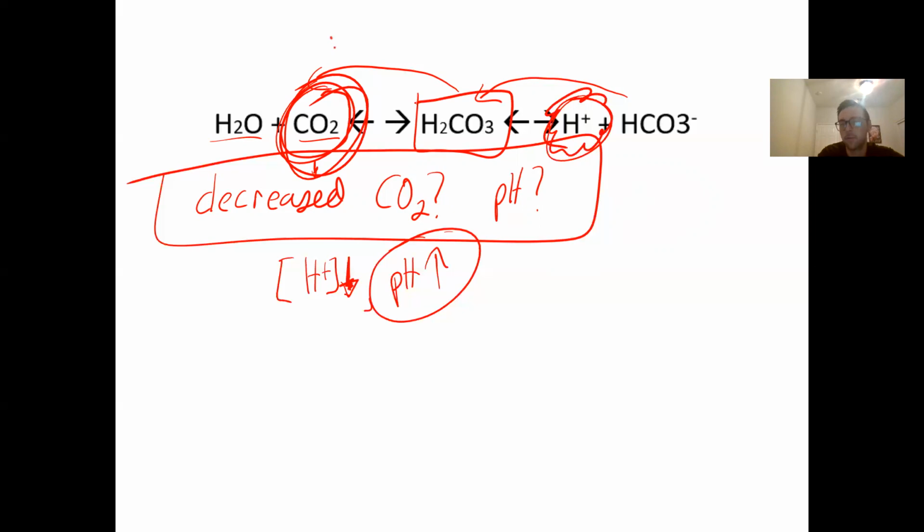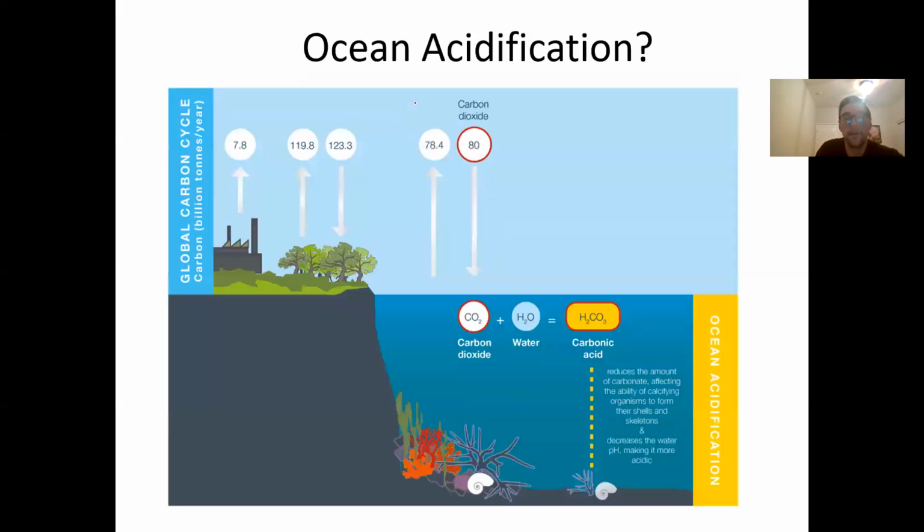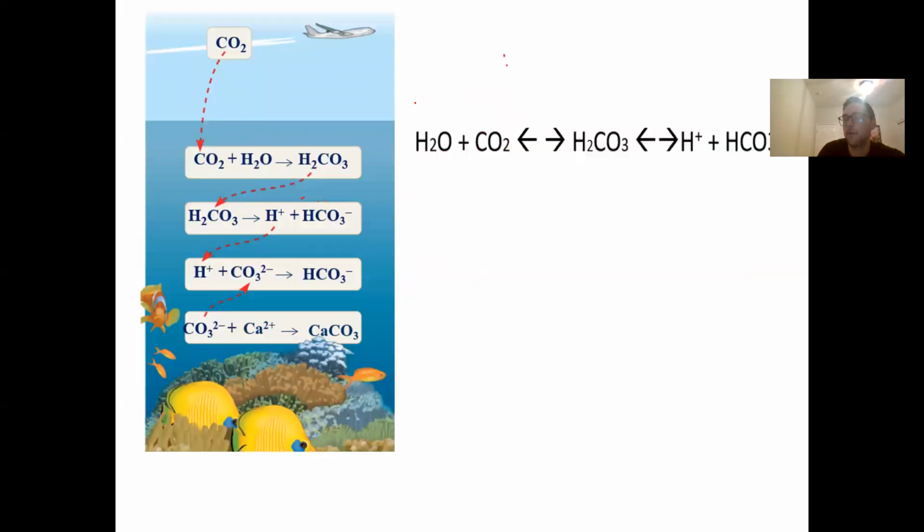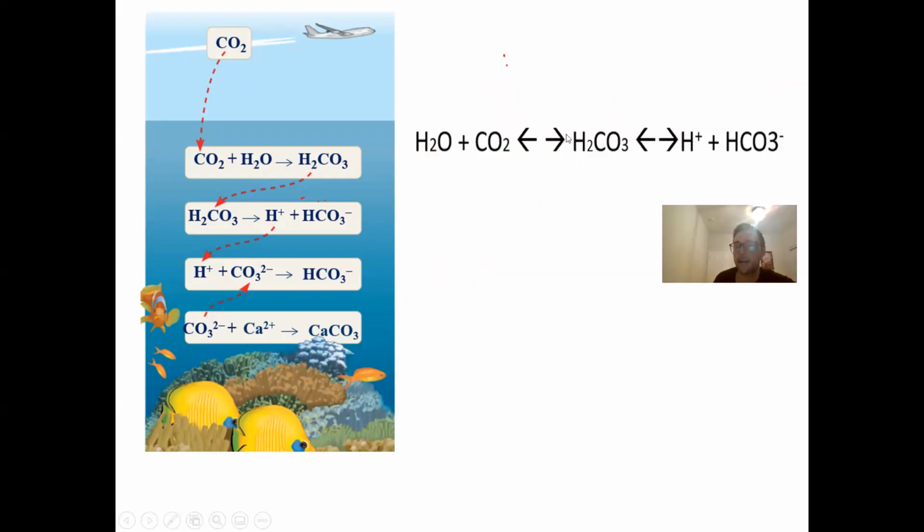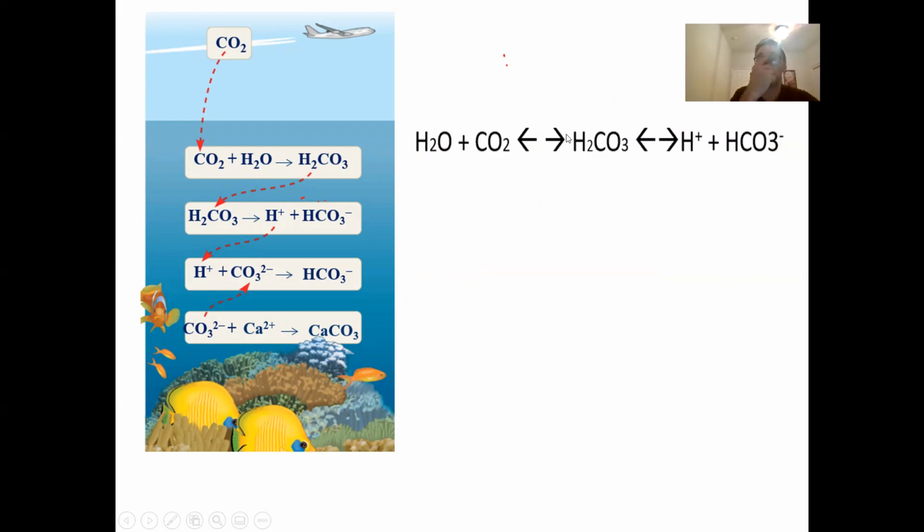So really, really cool that you guys have that metabolically. So it's crazy. So moving forward, the last thing that I wanted to mention is taking that same equation and kind of relating it to ocean acidification.